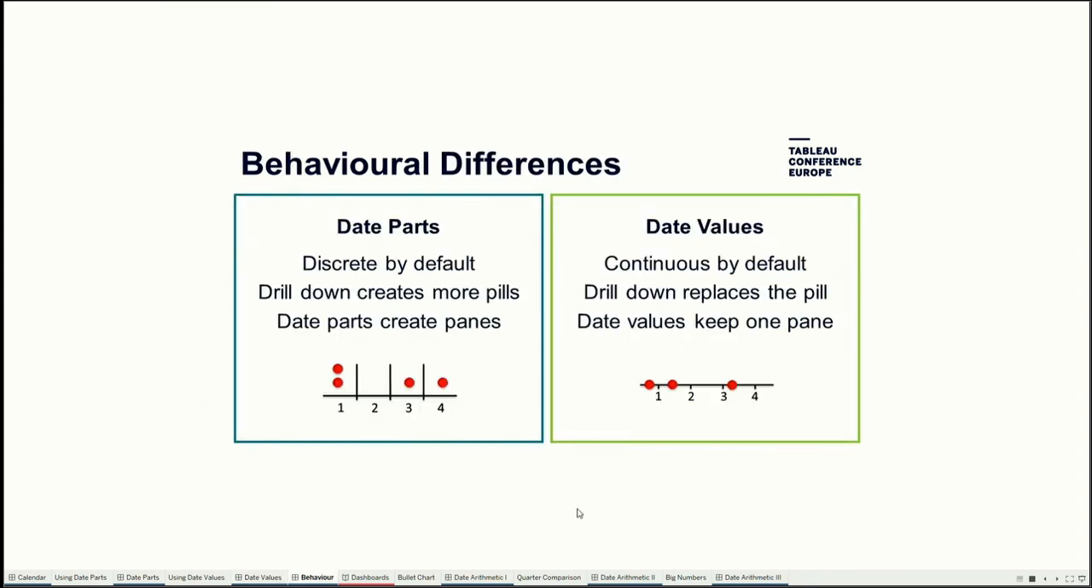Also, in terms of behavior, these two concepts act a little bit differently. The date parts you saw create panes. So you get a header for each date part that you drag out, and your values, your sales or your transactions, can only fall into one of these buckets, right? Date values, on the other hand, always draw a continuous axis. As you get more granular, these data points could fall anywhere along the line, though you just have an axis label, for example, every other month.